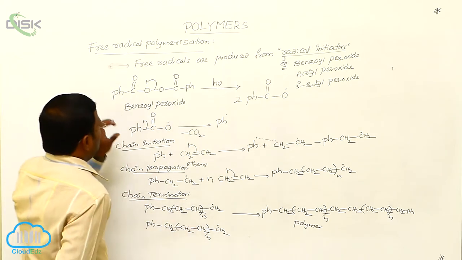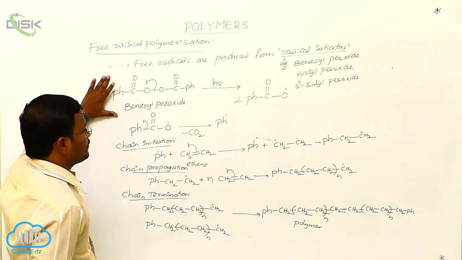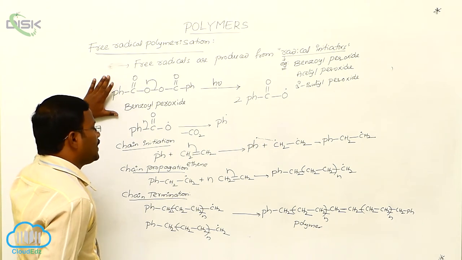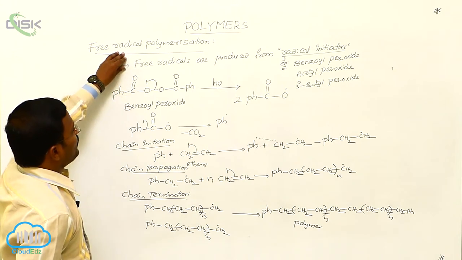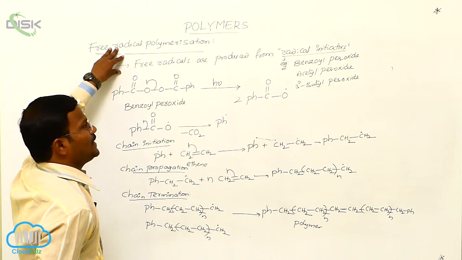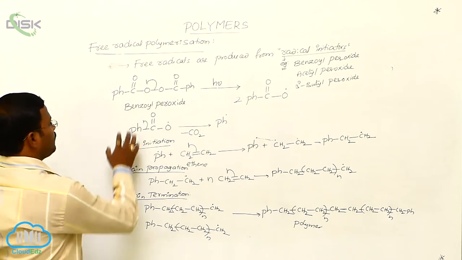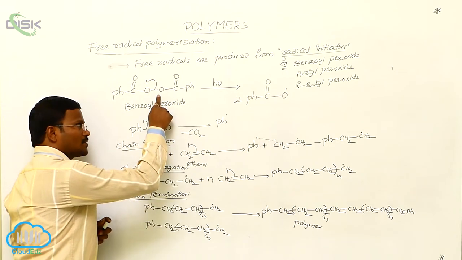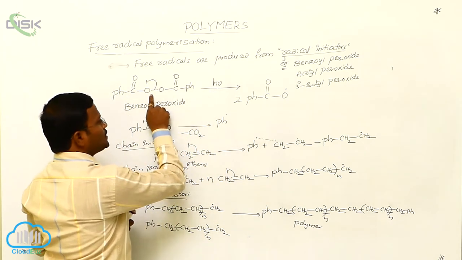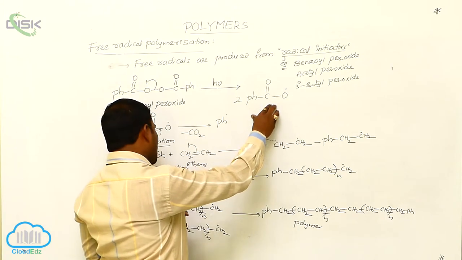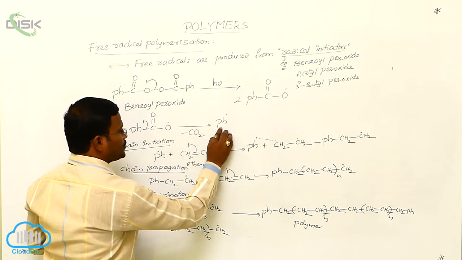Once again, the polymerization reaction which is initiated by free radicals is called free radical polymerization reaction. Generally, these free radicals are produced from radical initiators like benzoyl peroxide, acetyl peroxide, tertiary butyl peroxide. Now let us take an example of benzoyl peroxide. This is the structure of benzoyl peroxide. When this is exposed to sunlight or photolight, the homolytic cleavage of the peroxy bond takes place to produce benzoyloxy free radicals. Now the formed radicals are going to eliminate carbon dioxide to produce phenyl radical.